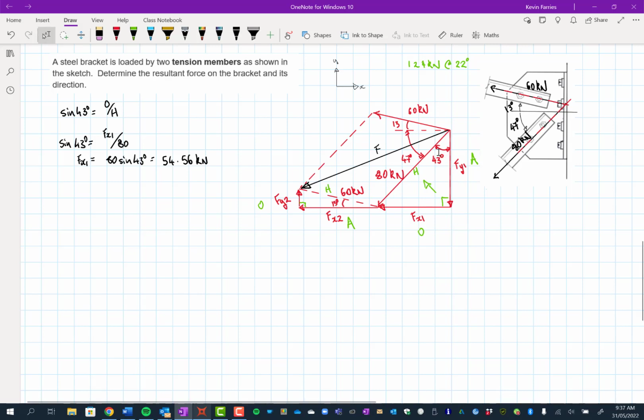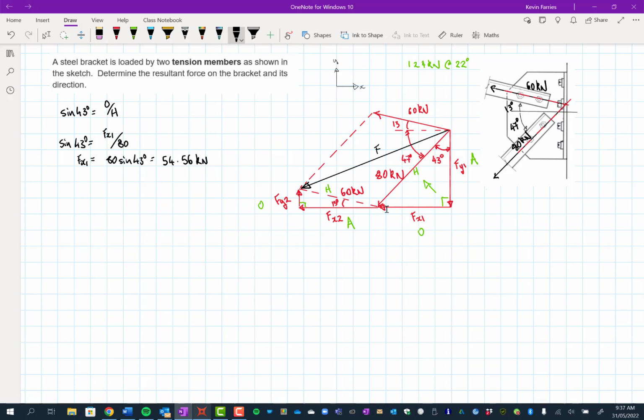That seems reasonable. Now this is 43 degrees. If that was 45 degrees, these would be the same. But because it's 43 degrees, they should be pretty close, but Fy1 should be just a little bit bigger because this is just a little bit shorter, so that angle's a little bit smaller. So I'm just doing checks as we go along. So let's do the other one.